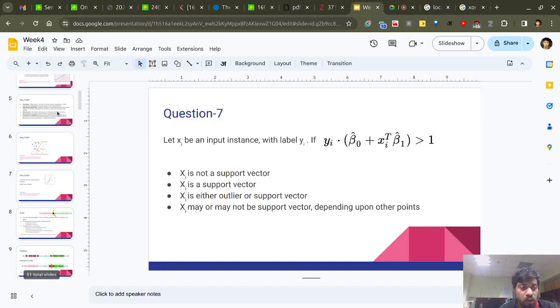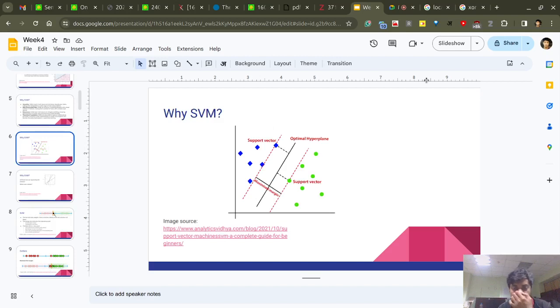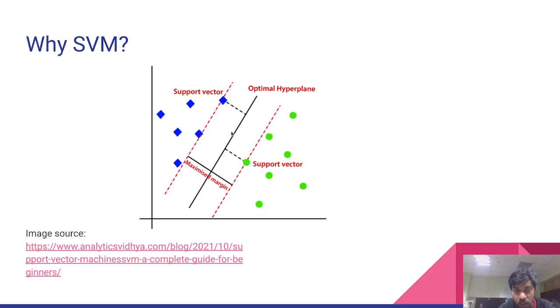So this one is covered in the class. Suppose this is your support vector machine. What happens is that for this equation, this one is equal to 0. Here it is greater than 1. Here it is less than minus 1. For the support vector it is equal to 1, and for anything after that it will be greater than 1.